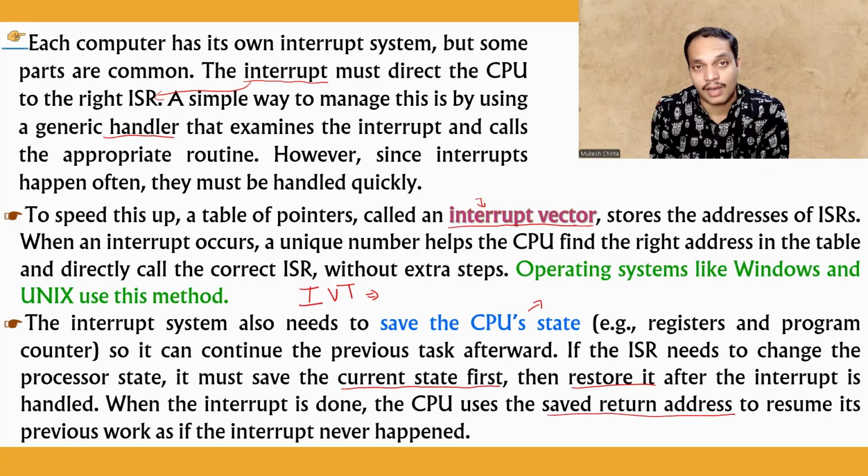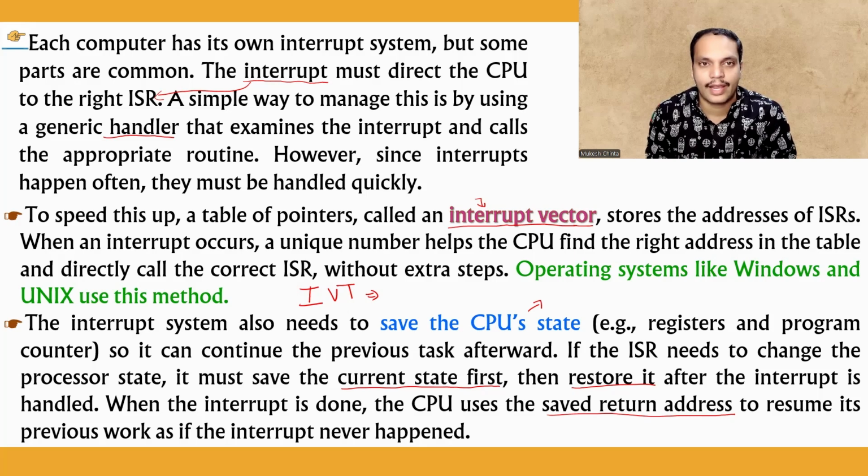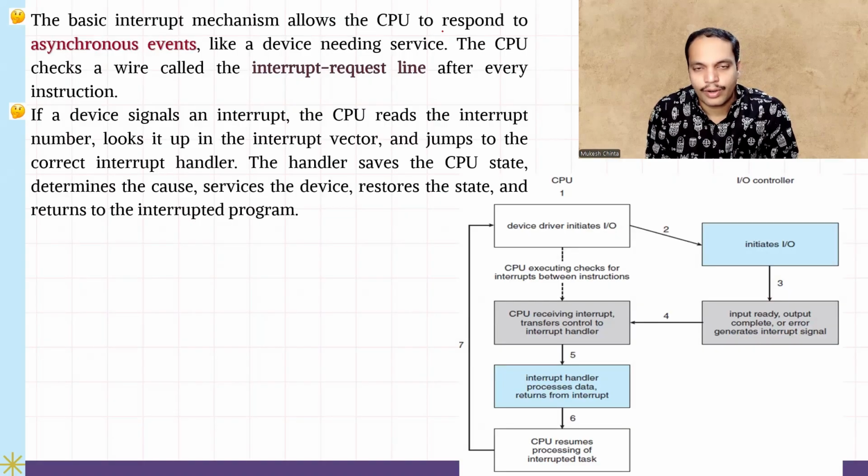That means the interrupt is handled, and then go back to its previous work. This is how the interrupts must be handled. I'll show you a diagram for better understanding. Now, the basic interrupt mechanism allows the CPU to respond to asynchronous events, like a device needing service.